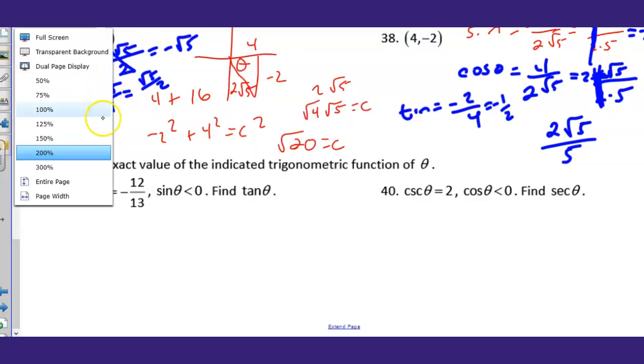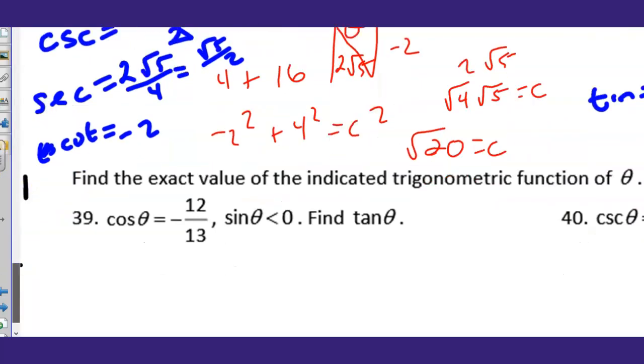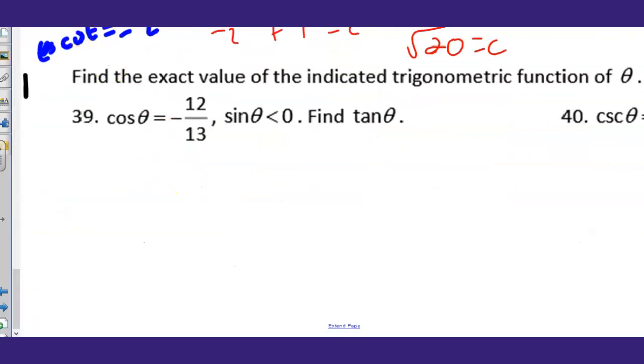Alright, for this problem, let me zoom in so my writing won't be as bad. This one tells me to find the exact value of the indicated trig function of theta. Sine here is less than 0, that means it's negative. And cosine is negative 12 over 13, which means cosine is negative. So what quadrant is negative, negative? Well, that is the third quadrant.